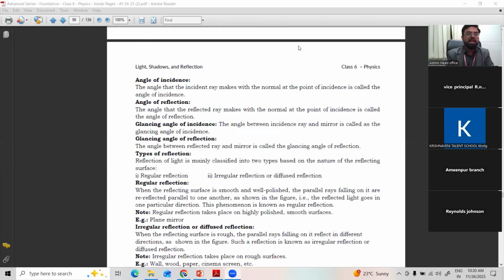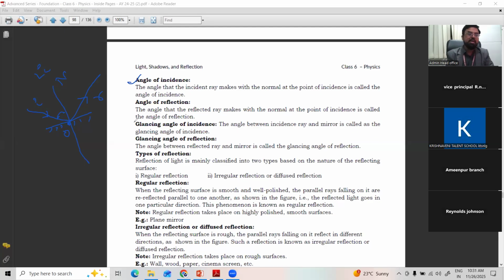Then, angle of reflection. For example, this is the mirror. Right? So this is the normal. The incident ray is falling here, and this is the reflected ray. And O is the point of incident, you assume. So, angle of incident: the angle made by the incident ray with the normal is called the angle of incident.